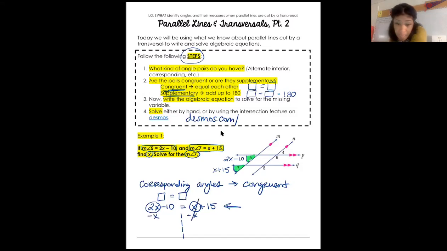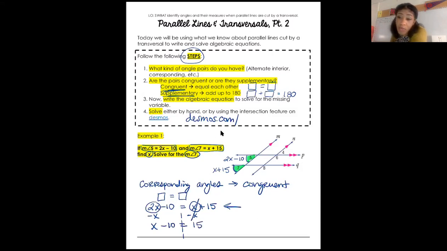That cancels out. On the left, we have 2x. Take away 1x, and that leaves 1x, okay? Just x. Minus 10, you bring that down. Bring down the equal sign. Bring down 15, okay?